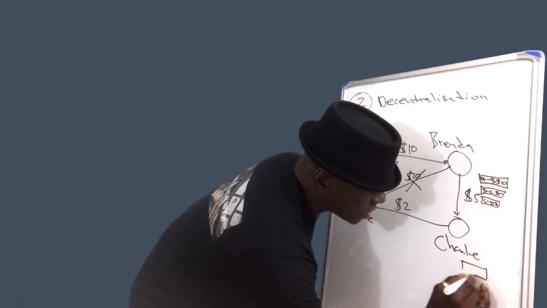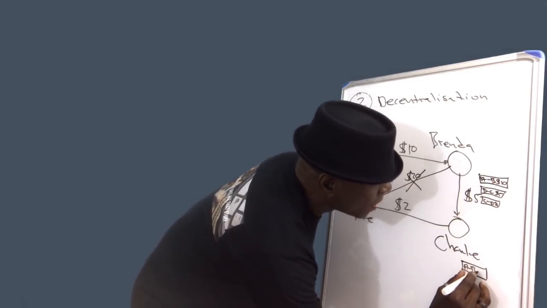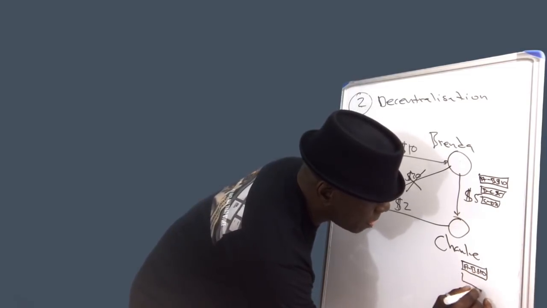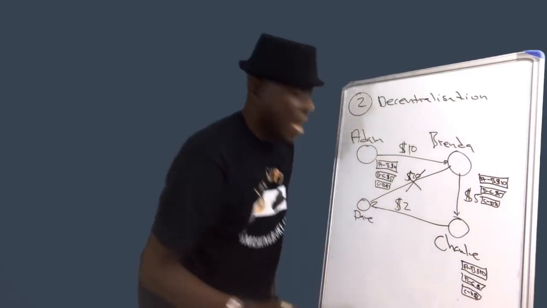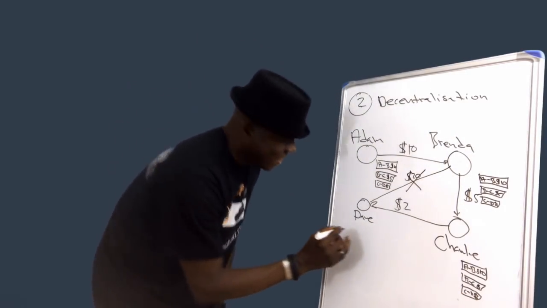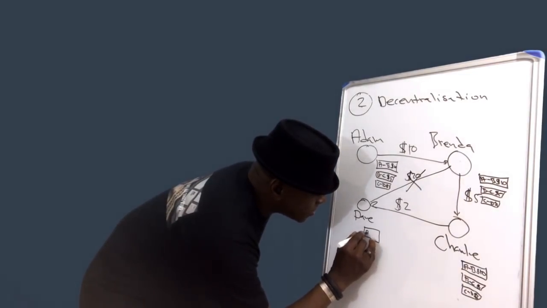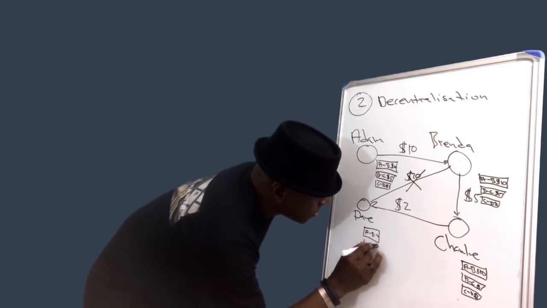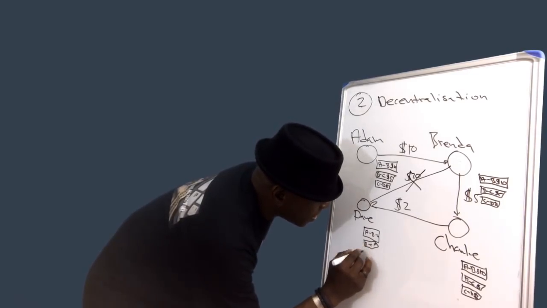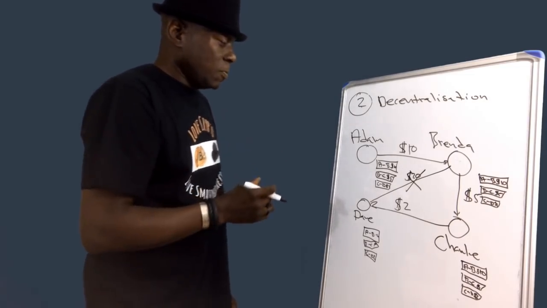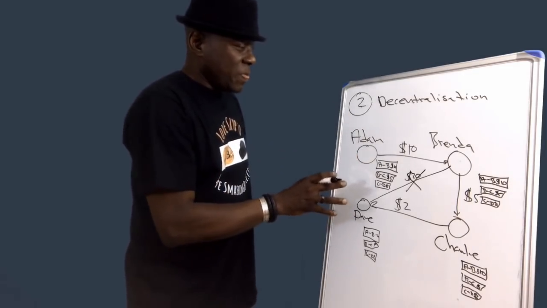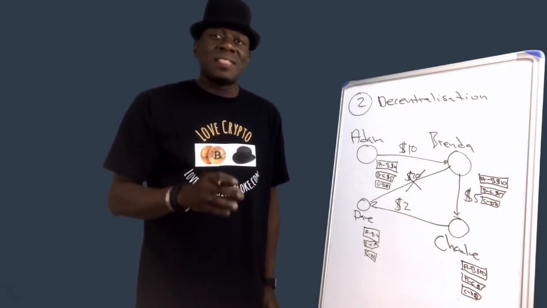And we give Charlie a copy too. So now Charlie has a copy of the ledger, A to B 10, B to C 5, and C to D 2, and Dave gets one too. So we give Dave a copy, A to B 10, B to C 5, and C to D 2. So now we have decentralized. Adam has a copy, Brenda has a copy, Charlie has a copy, and Dave has a copy.